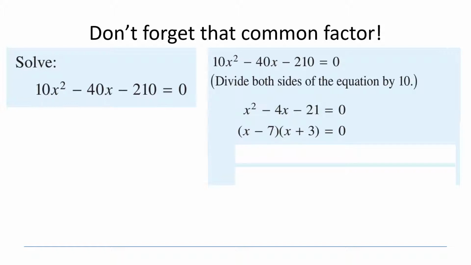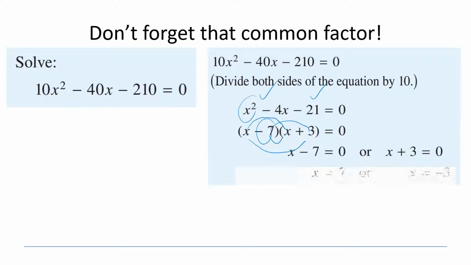Double check whether this is correct. x times x is x squared. Beautiful. Negative 7 times 3 should give you negative 21. That's correct. For the middle term, check the two small terms: negative 7x plus 3x gives you negative 4x. So that's correct. Now the null factor law says that either x minus 7 equal to 0 or x plus 3 equal to 0, which gives you x equal to 7 or x equal to negative 3.